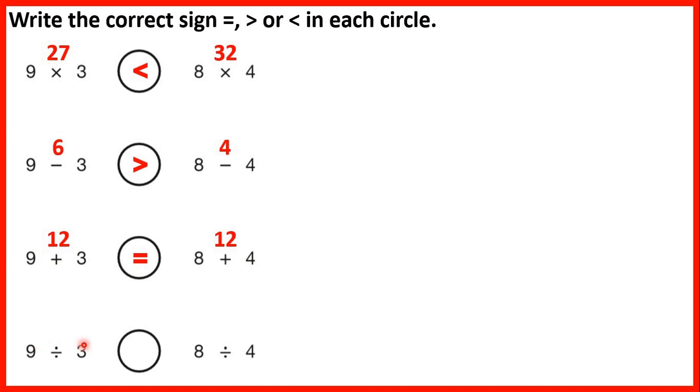And 9 divided by 3 is 3 because 3 times 3 is 9. And 8 divided by 4 is 2 because 2 times 4 is 8. So because 3 is greater than 2, that means 9 divided by 3 is greater than 8 divided by 4.